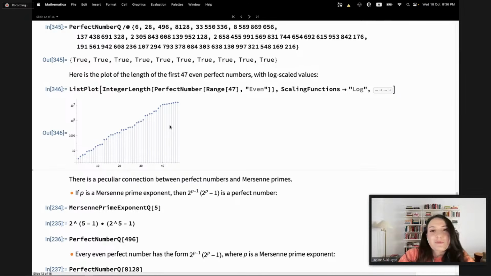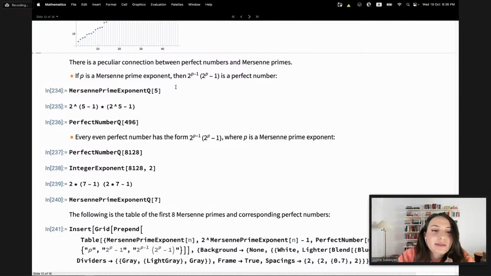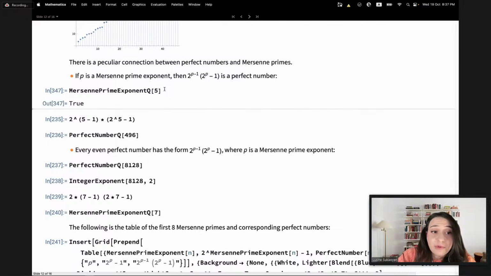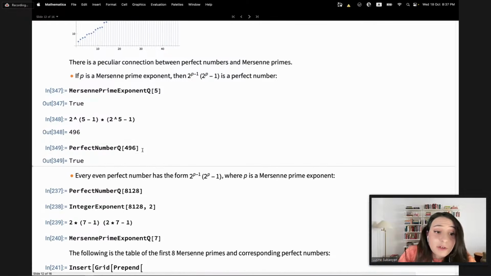And there's also a peculiar connection between perfect numbers and Mersenne primes. So the first one is, if p is a Mersenne prime exponent, then 2 to the power of p minus 1 times 2 to the power of p minus 1 is a perfect number. For example, 5 is a Mersenne prime exponent, and we can put 5 into this formula. And what does it say? It says that this number, 496, should be a perfect number. And yes, that is a perfect number.